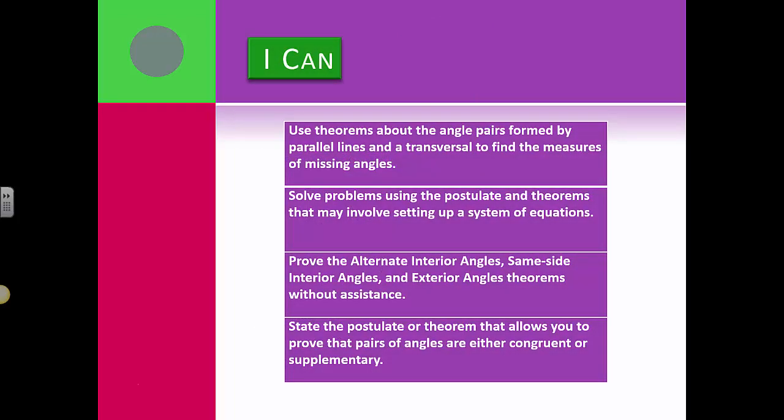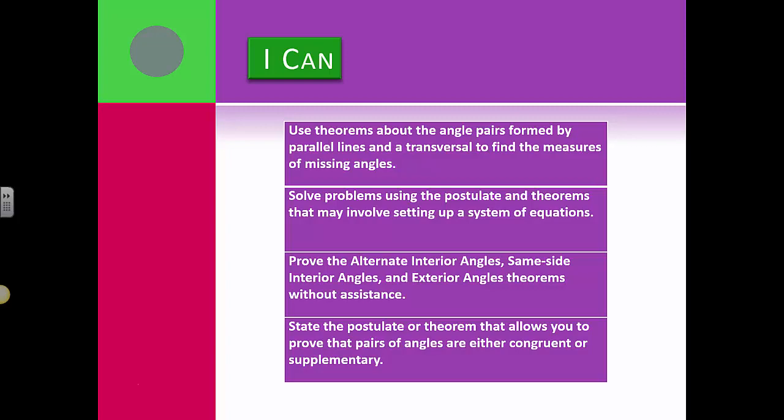By the end of this video, you should be able to use theorems about angle pairs formed by parallel lines and transversals to find the measures of these missing angles. Some of the problems that you solve using the postulates and theorems might involve setting up a system of equations. So you want to be capable of solving a system of equations.